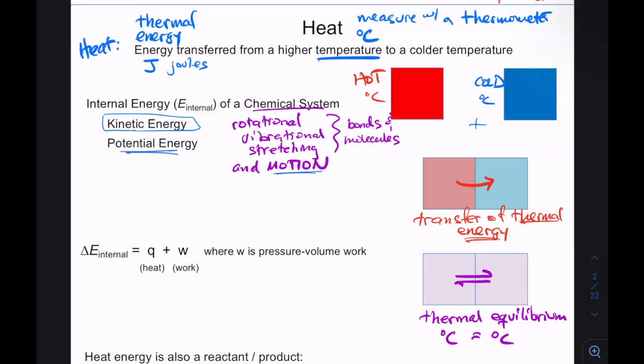But we also have potential energy that's stored in those bonds. For example, we talked about bond energies. When you have a single bond, it takes a certain amount of energy to break that bond. If you have a double bond, that's a stronger bond energy than a single bond. A triple bond is stronger than a double or a single, and it takes more and more energy to break those bonds. So we can think of that as potential energy. So that's stored in the bonds, bond energies.